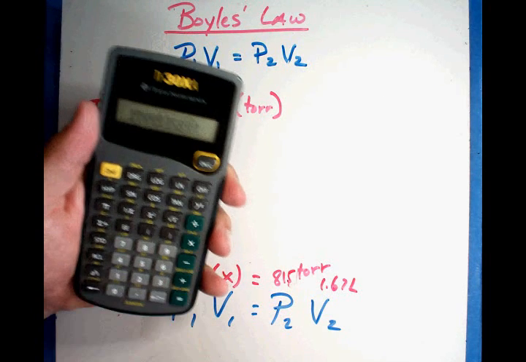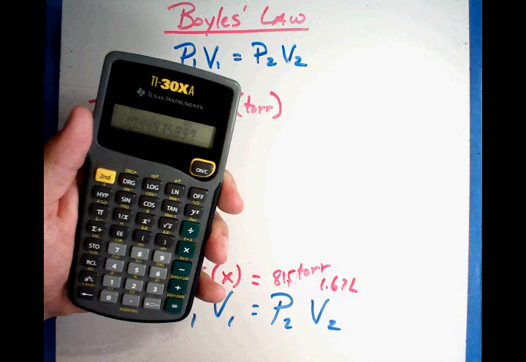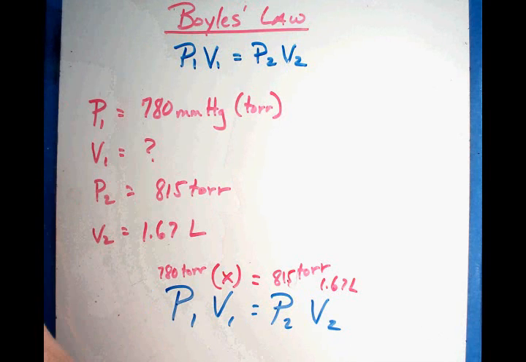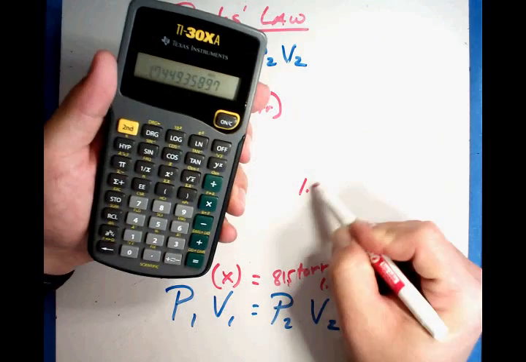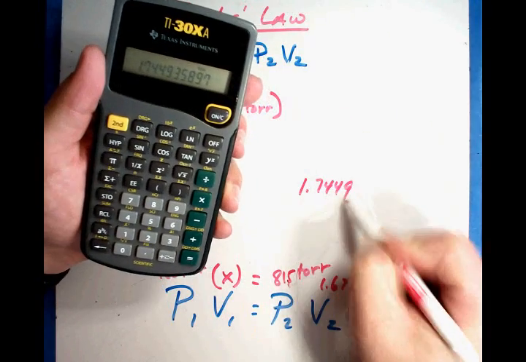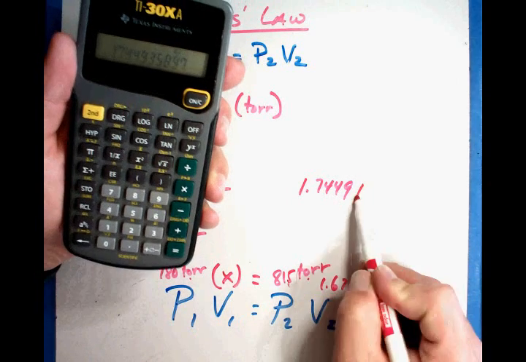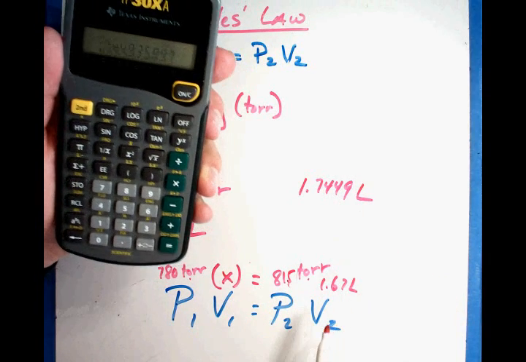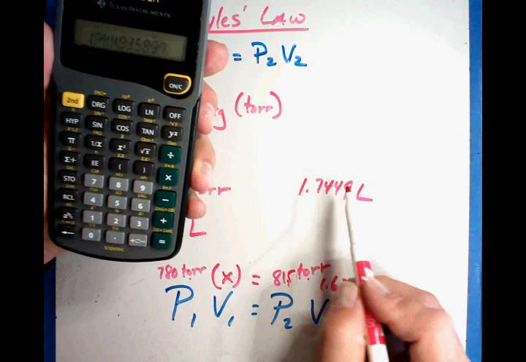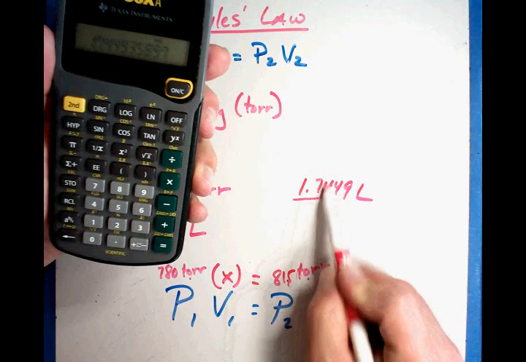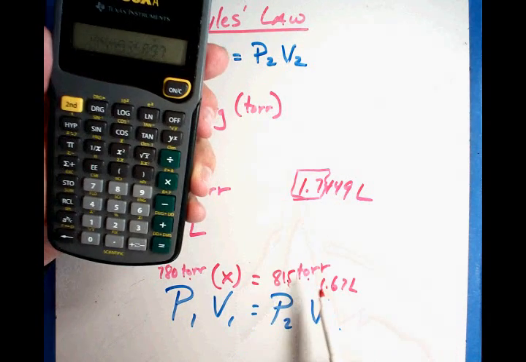780 is 1.74. Matter of fact, my calculator says 1.7449. What units? Well, a torr cancels torr. This answer is going to be in liters. Now, we said a while ago, if you're doing on paperwork, we'd go 1 decimal place, so 1.7 would be the answer on paper.